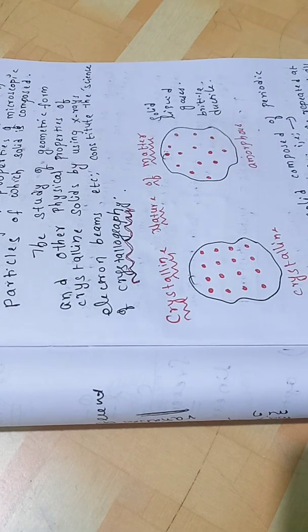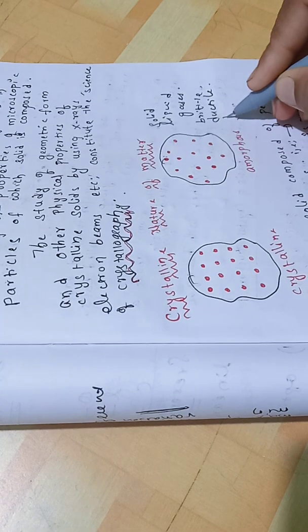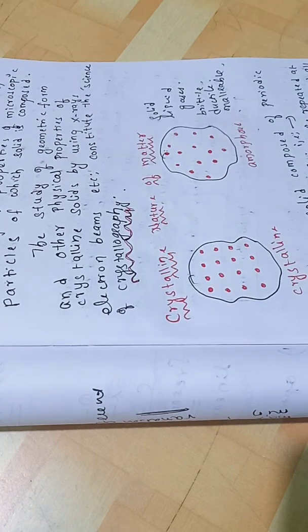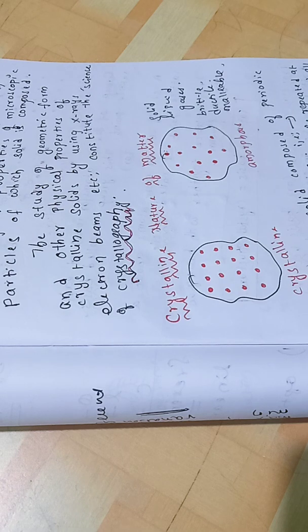Ductile means we can make them into thin sheets. Some solids are malleable, means they can be pressed or hammered into any shape. Some are good conductors of heat and electricity. Some are bad conductors of heat and electricity. Some are magnetic in nature. Some are non-magnetic in nature. So on. In such a way, solids are of different kinds.